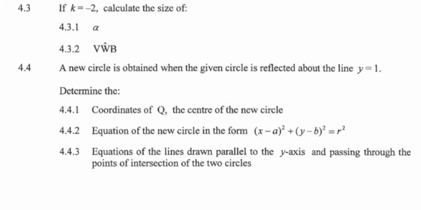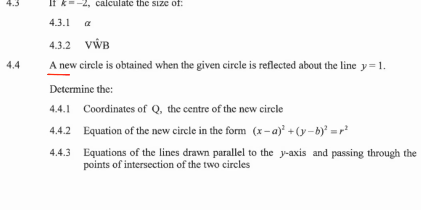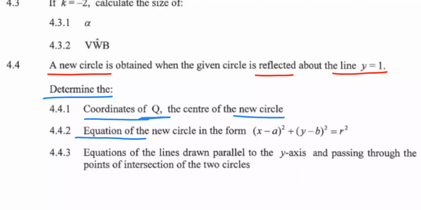Question 4.4. A new circle is obtained when the given circle is reflected about the line y equal to 1. The first question, determine the coordinates of Q, the coordinates of Q for the new circle. Second question, determine the equation of the new circle. Then question 3, equations. Okay, we'll come to that question later on.